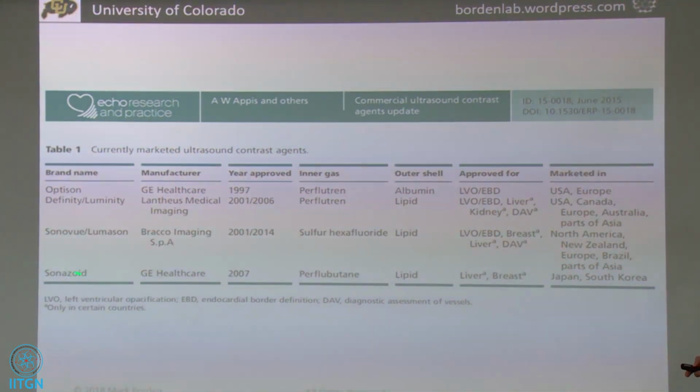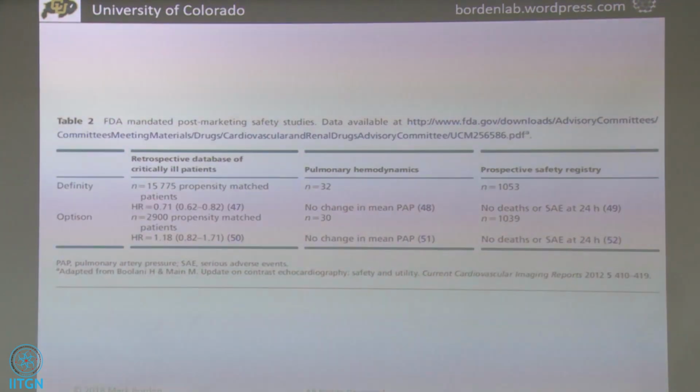And then there's also Sonazoid, which is also owned by GE Healthcare, so they own an albumin shell and a lipid shell agent. It was approved back in 2007, perfluorobutane, and it's approved for liver and breast imaging in Japan and South Korea, so it's mainly just Asia. But I understand there's clinical trials in the United States for that as well. So those are the currently marketed ultrasound contrast agents.